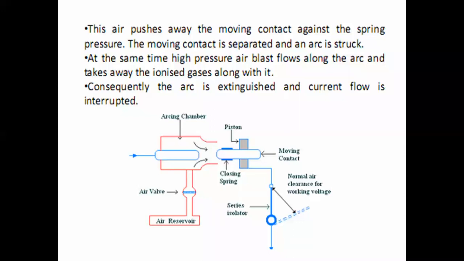The moment these two contacts get separated, the air valve opens automatically, and since this air valve is installed in the arcing chamber, very high pressure air enters in the same direction as the direction of the arc. With the high pressure of this air, it helps to ionize the particles of the arc, and hence the arc will be extinguished and the current flow is interrupted. So in this way, you can say that your axial blast air circuit breaker works.